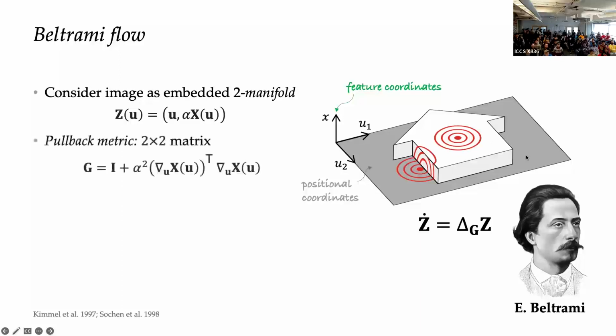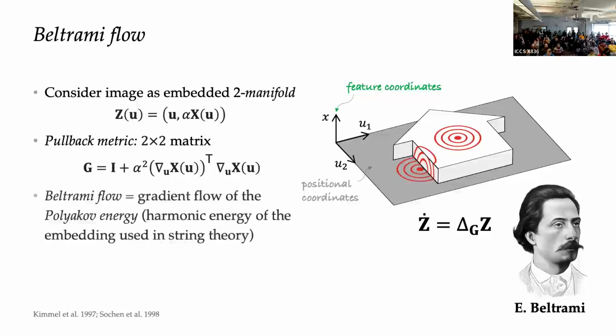By virtue of this embedding, we can define a special Riemannian metric, called the pullback metric. And with respect to this metric, we can define a non-Euclidean version of the Laplacian operator that in differential geometry is called the Laplace-Beltrami operator. This diffusion equation is called the Beltrami flow, and it's also a gradient flow of an energy called the Polyakov functional. It's a generalization of the Dirichlet energy, and it's used in string theory, bosonic strings.